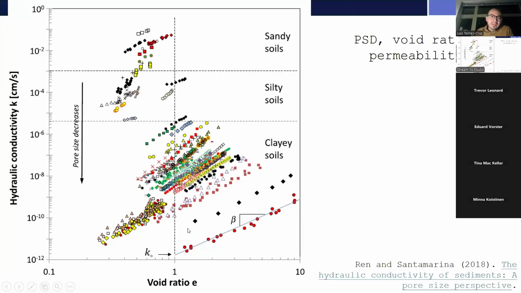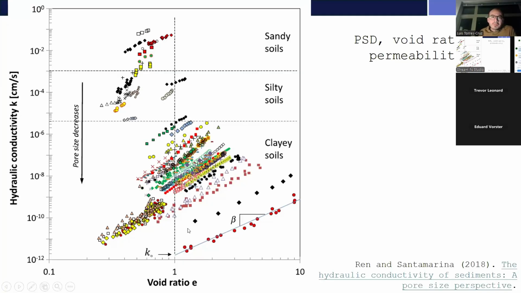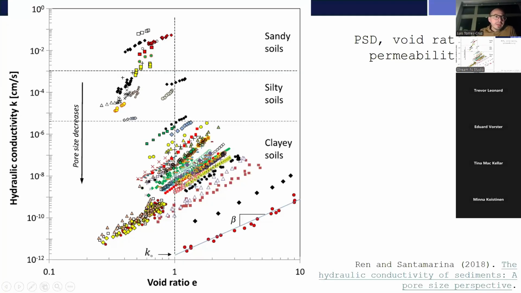So I will begin here with this graph from a 2018 paper that is showing permeability in units of centimeter per second on the vertical axis and void ratio on the horizontal axis. And the first thing that stands out from this graph is showing just how permeability, considering all types of soils, can easily vary over 12 orders of magnitude, which is quite something.